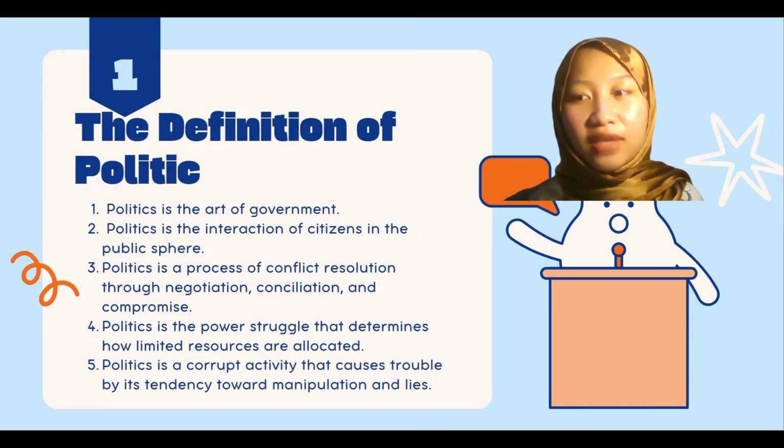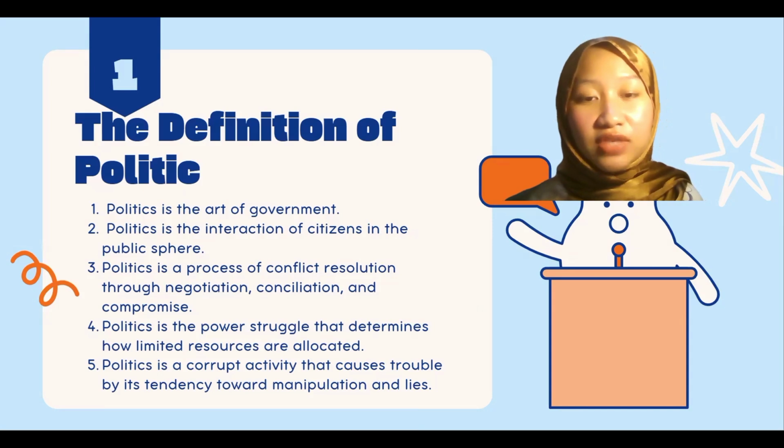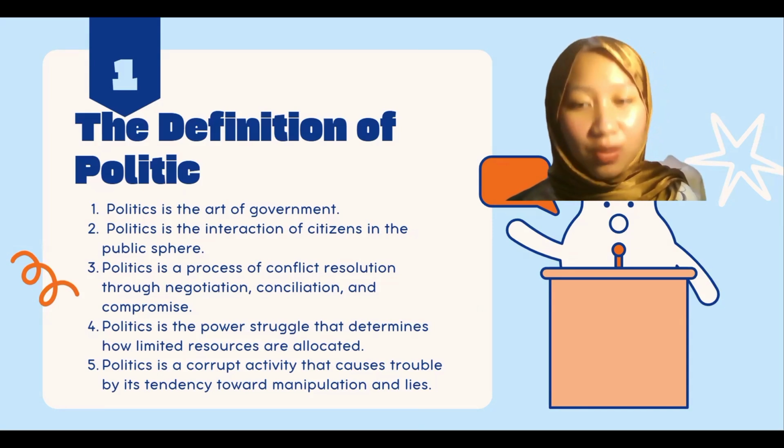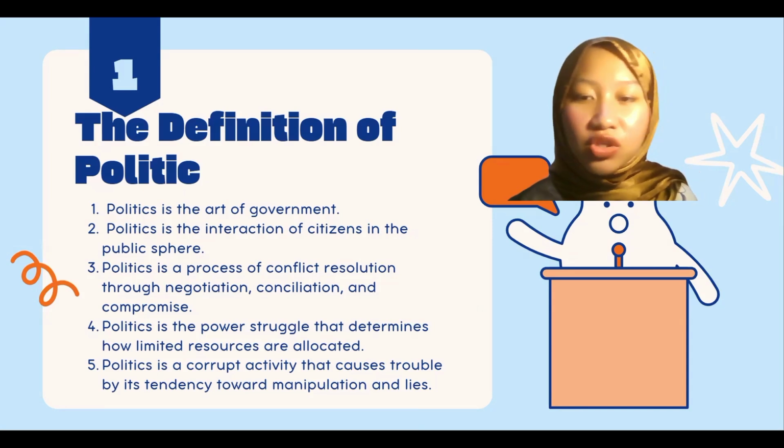So I agree with definition number two, which states politics is the interaction of citizens in the public sphere, because every action and activity we carry out in our daily lives reflects political behavior in some way. When people share their views, support certain policies, or voice criticism, they are actively participating in politics. Therefore, politics exists in everyday life through constant, continuous interaction among citizens in the public sphere.